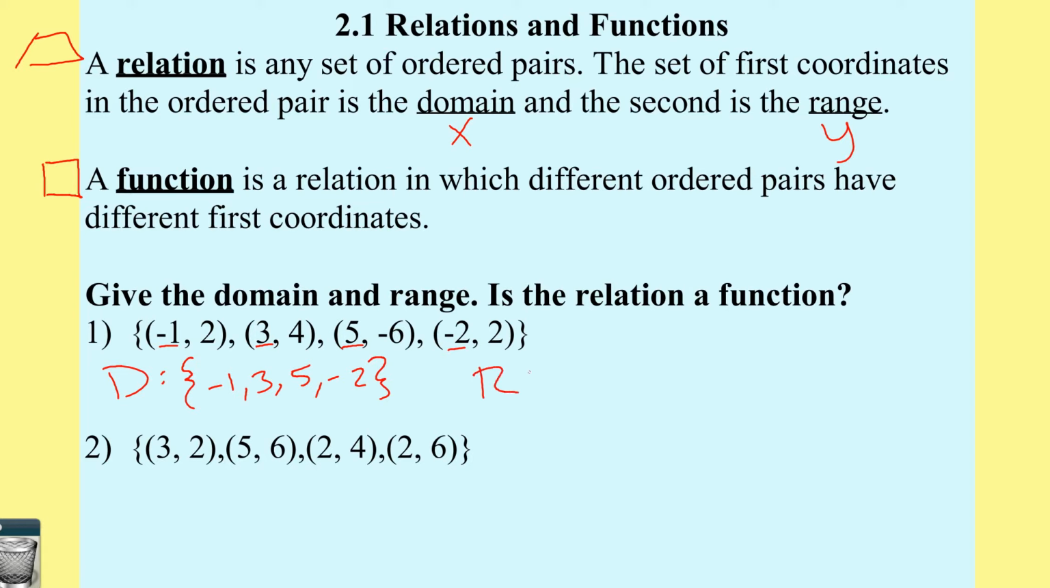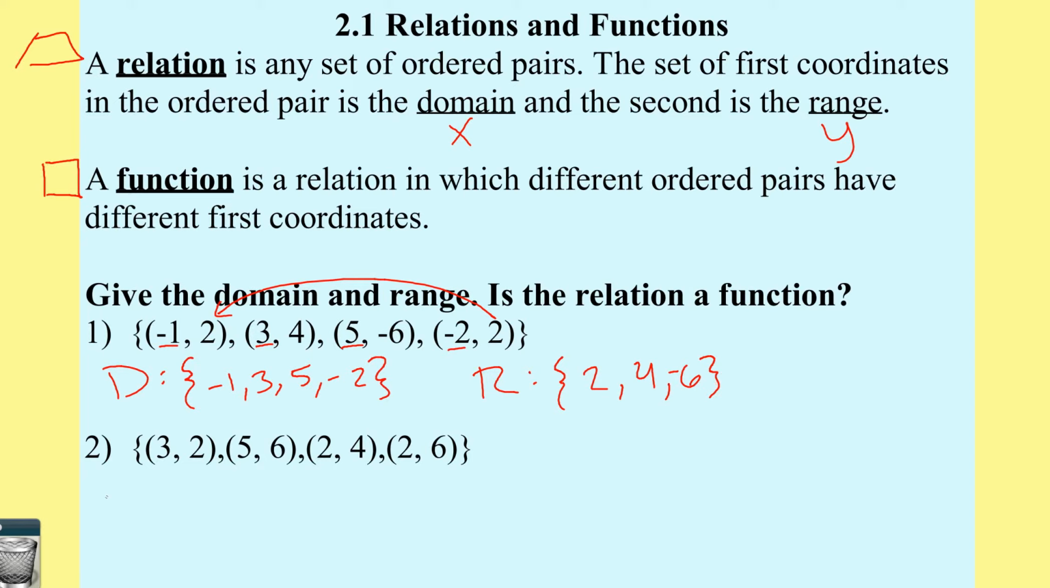Your range is going to be the set of all your y's. So 2, 4, 6, I'm sorry, -6. And then here we've got 2 again. I don't need to rewrite it. I'm not putting a list of all my y's, I'm just listing the possible ones. So you don't need to put 2 twice. Don't repeat them. That's a terrible squiggle, but you get the idea.